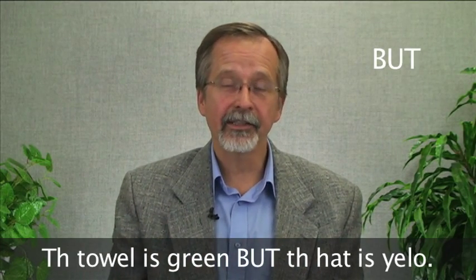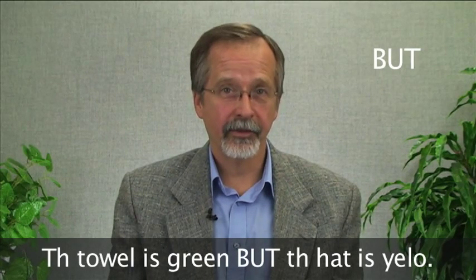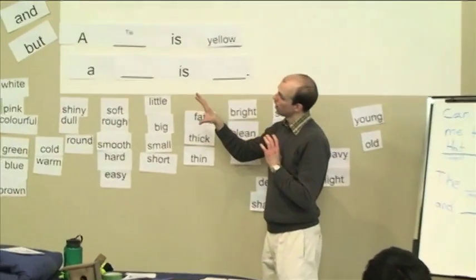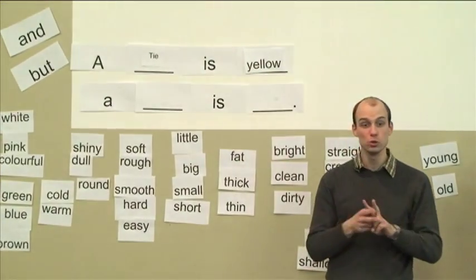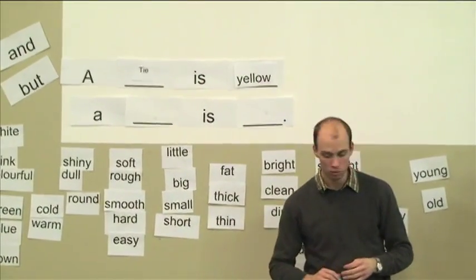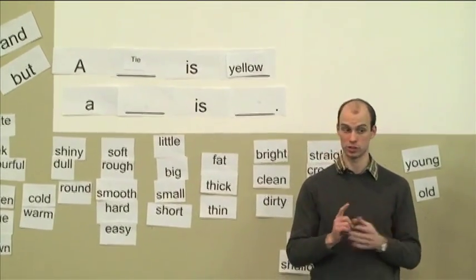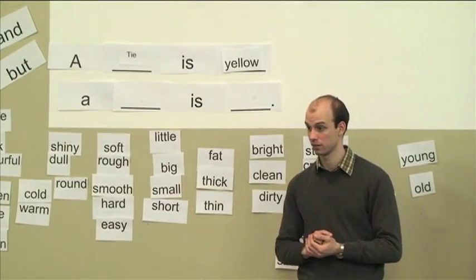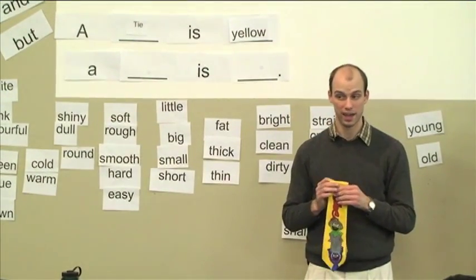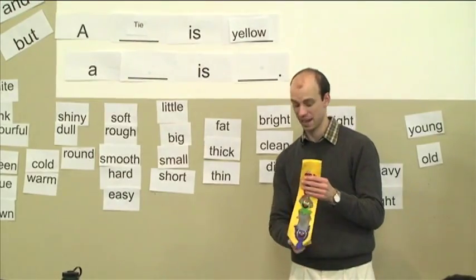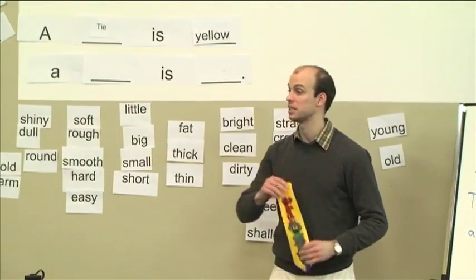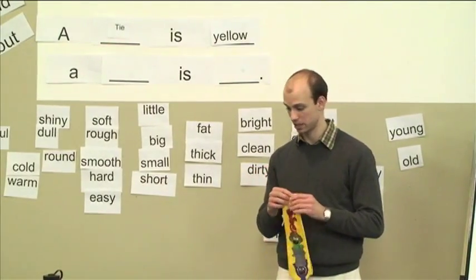Well, let's join the class as our teacher, Paul, reviews this with them. We were also talking about how you can use two describing words to talk about one thing. What word did we use to describe one thing? The tie is yellow and thin. And thin. Okay? So "and" means the same. We keep going about the same object.